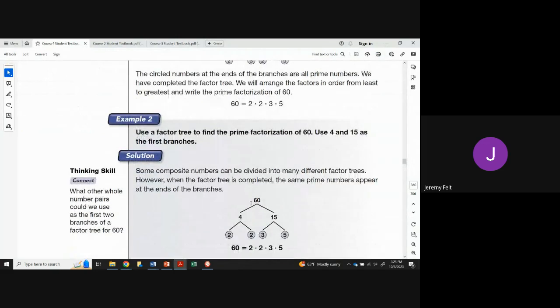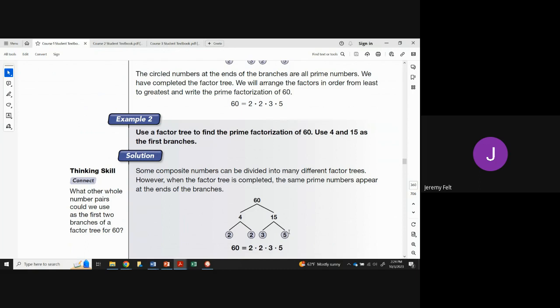And so if we look at example 2, they use 4 and 15, the same number we started with. Okay, 4 and 15. From 4, we get 2 times 2. From 15, we get 3 and 5. 2, 2, 3, and 5. Exact same thing we got doing it two other ways. So that's why I like that one, just because it doesn't matter where you start, you're going to end up with the same answer.